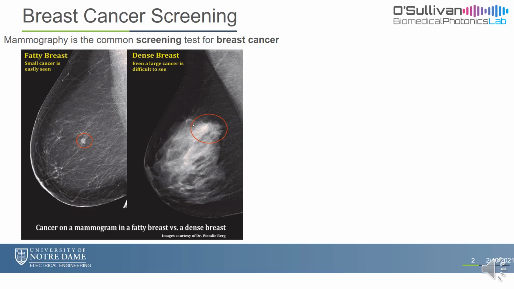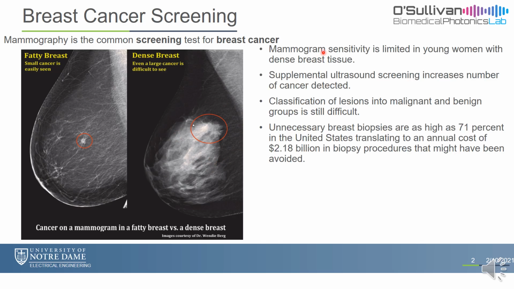Mammography is the most common screening technique for breast cancer. On this slide, you can see two mammograms. One is taken on a fatty breast and one is taken on a dense breast. In the fatty breast, the mammogram is able to identify even a small cancer. However, despite there being a relatively larger cancer in the dense breast, the mammogram is unable to identify this. This tells us that mammogram sensitivity is limited in dense breast tissue, which is predominantly found in younger women.